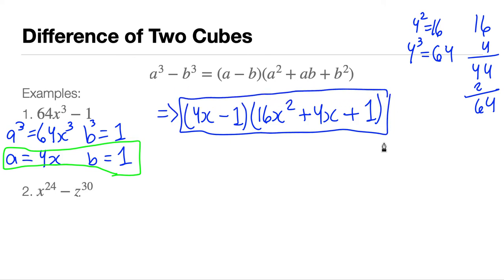So pretty much, if you have noticed, and if you have watched the first video about the sum of two cubes, it's pretty much the same, only the signs are different.